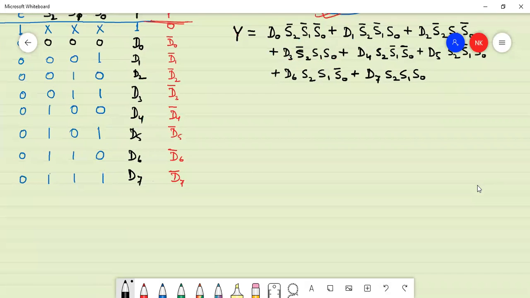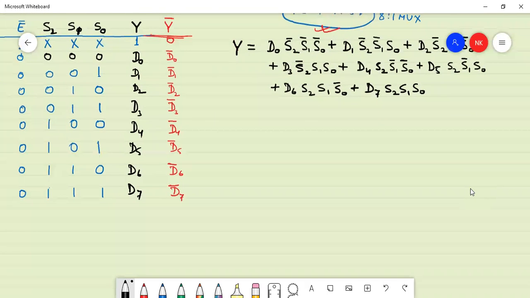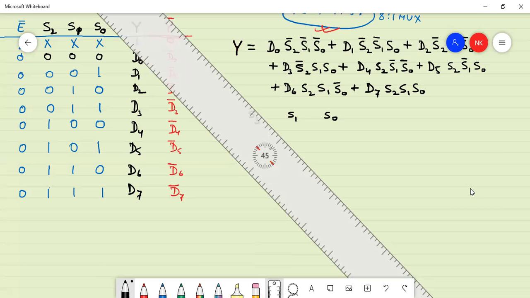I think all of you can go through and do this by yourself also, but let me do it. As we have three combinations for S2, S1 and S0, we will have three input lines for S2, S1 and S0. As we have the complement of all these terms also, let me take the scale so that I can draw.